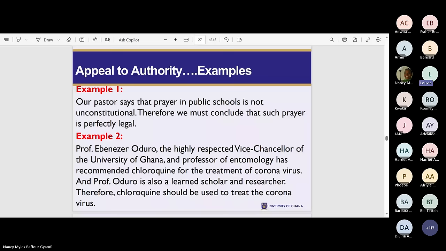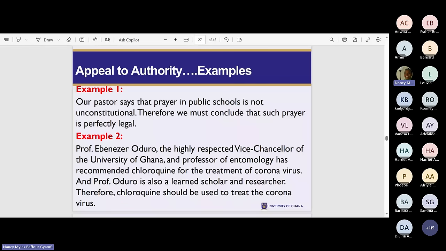Okay, example one. Our pastor appealed to authority. Example one. Our pastor says that prayer in public schools is not unconstitutional. Therefore, we must conclude that such prayer is perfectly legal.